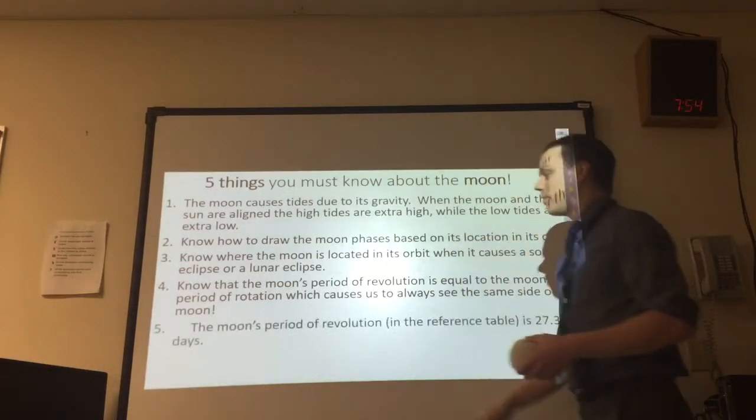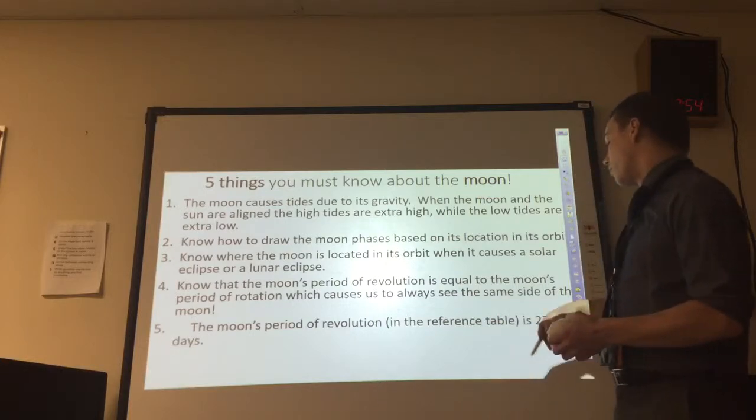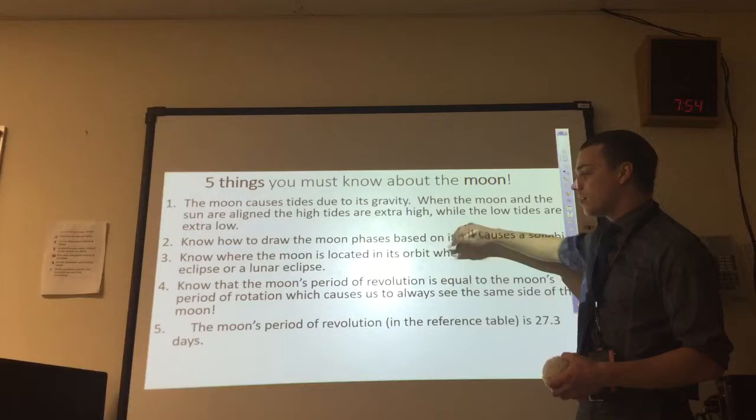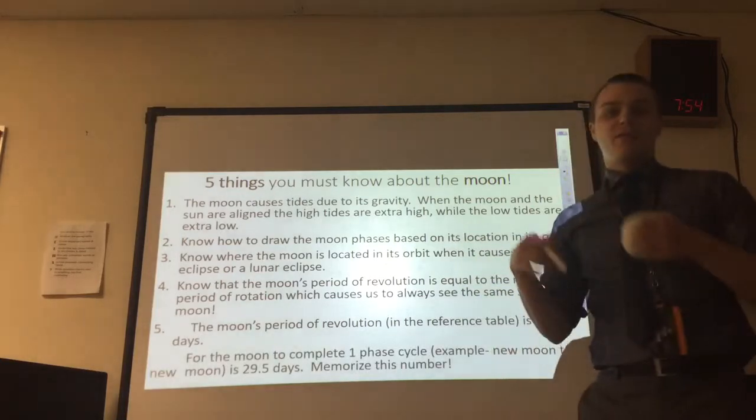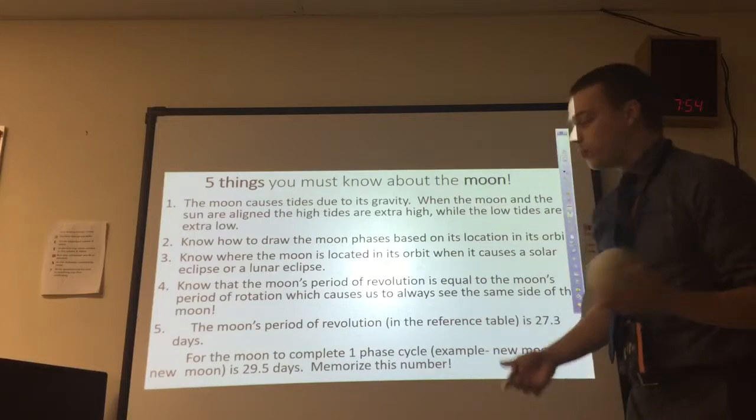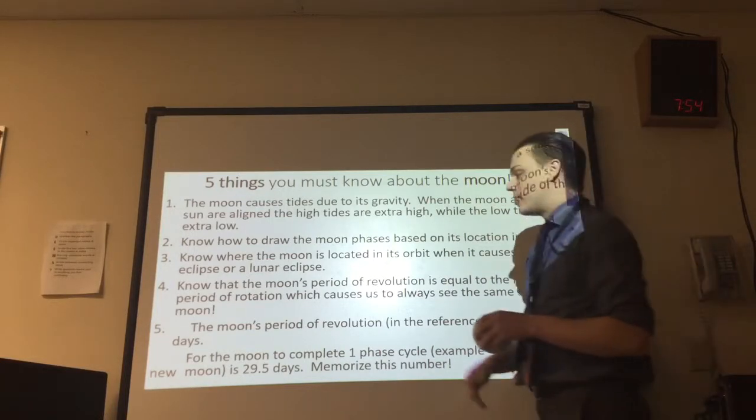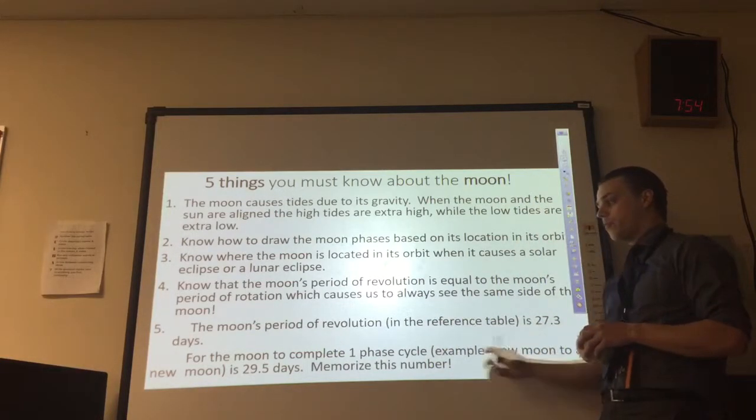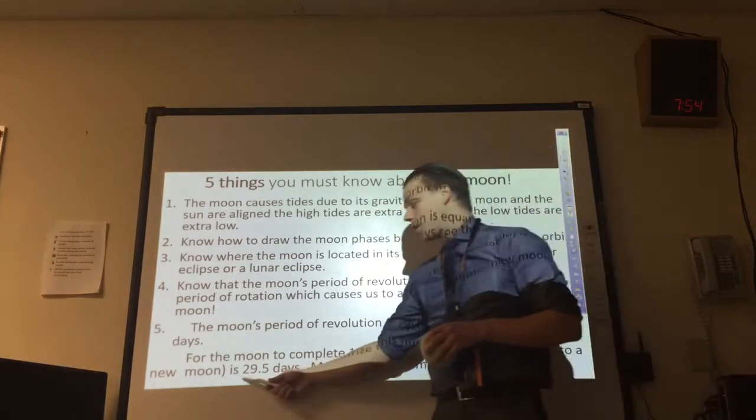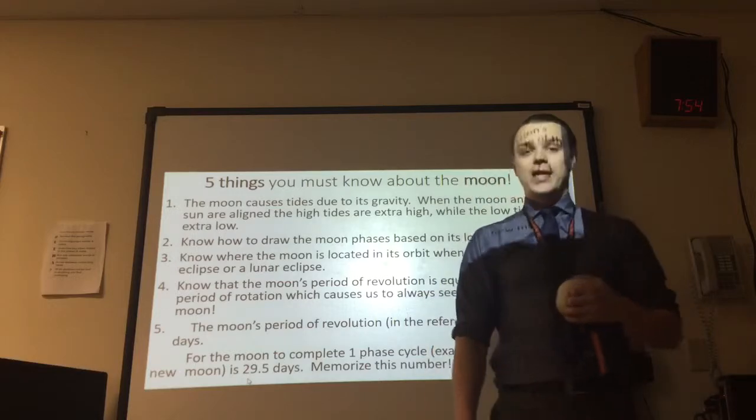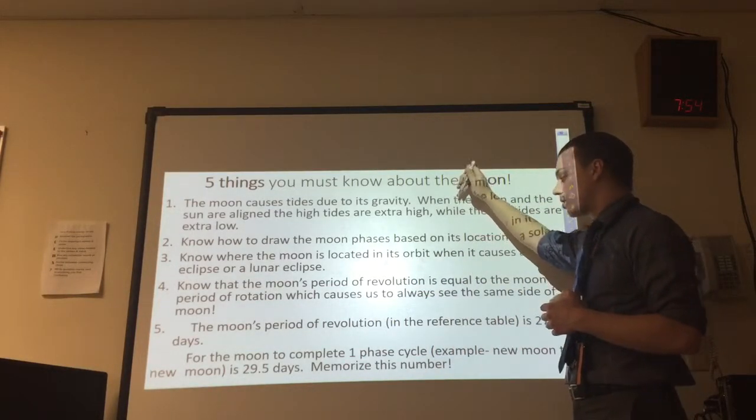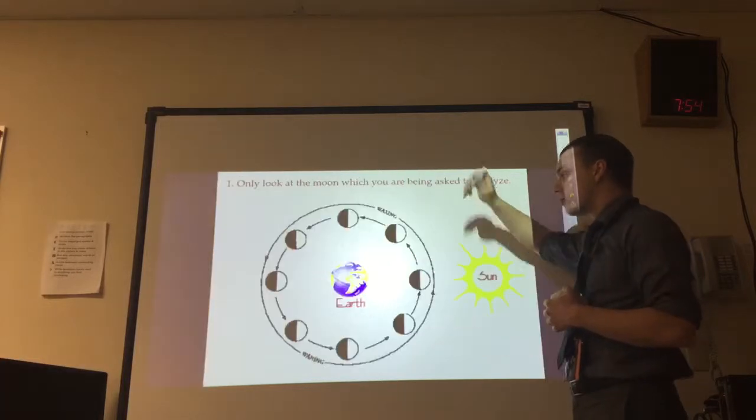And then finally, you have to know that the moon's period of revolution is only 27.3 days, while the moon, to complete a full cycle, new moon to new moon, or full moon back to full moon, is going to be 29.5 days. This number is in the reference table for its revolution, aka its orbit, but the number you have to memorize is 29.5 days. You can just write 29. It's acceptable. 29 days is totally acceptable to go from a new moon back to a new moon.